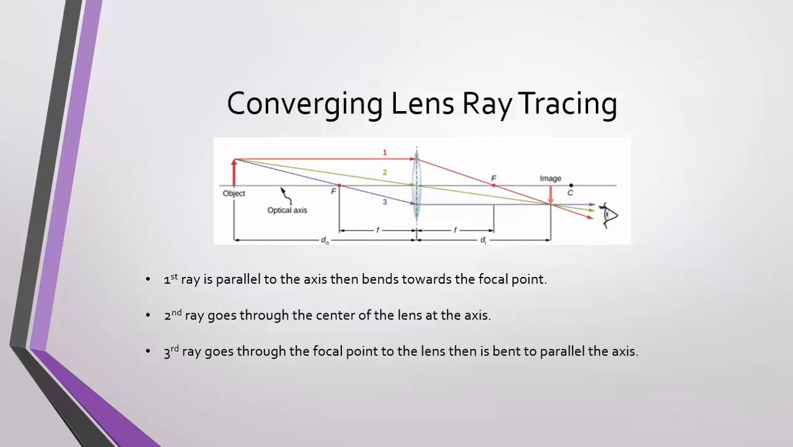And where those lines intersect, you're going to draw the image. And in this case, we mapped the top of the arrow, so we're going to put the top of the arrow where the lines intersect, and the bottom of our arrow is on the axis, so that gives us our image. And if you look at the illustration, this is a real image. It's inverted. It is also smaller.